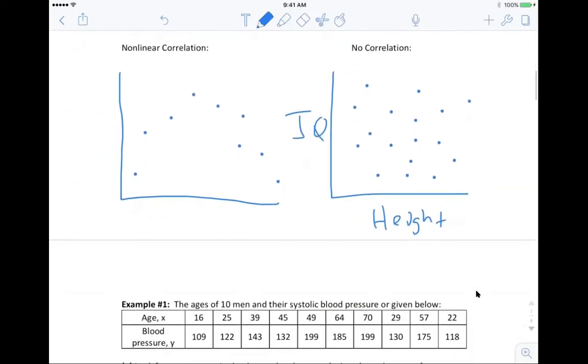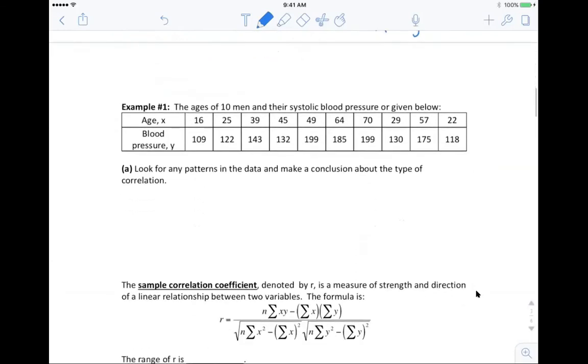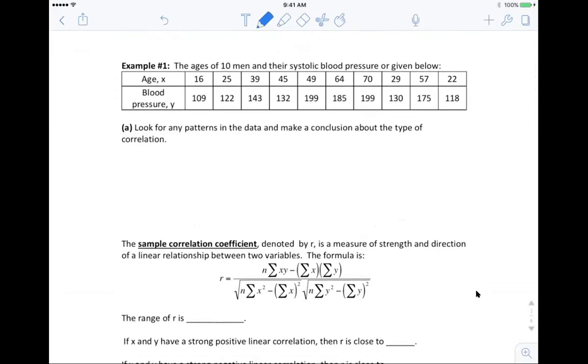Okay, so that's a general overview. Let's get to some that have some numbers in it here. Here are the ages of 10 men with their systolic blood pressure given below. Is there any pattern in this data? One way is to come up with a scatter plot, and StatCrunch can make a scatter plot if you have the raw data loaded in there. So that data is in your groups folder if you want to access it. I'm gonna go ahead and load this data into StatCrunch. It's gonna be a lot easier to see any patterns if we have a graph.